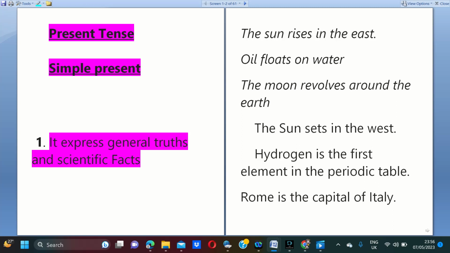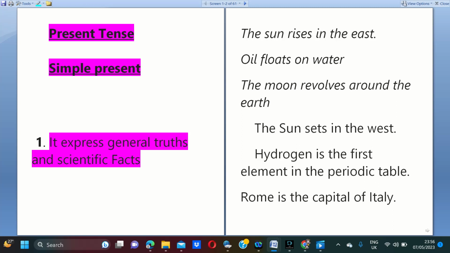Tense is divided into three types. First, present tense. Next, past tense. Third, future tense. Each tense is again divided into four types.